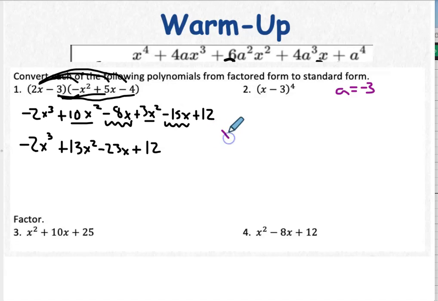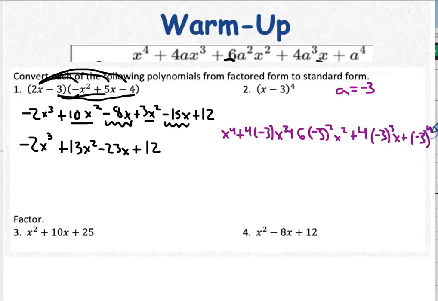Okay, so x to the fourth plus 4, a is negative 3, x to the third, plus, now I'm on to the third piece here, 6, a squared, so negative 3 squared, x squared, on to the next piece, plus 4, a to the third, so negative 3 to the third, x, plus negative 3 to the fourth. Okay, so we've got everything plugged in.